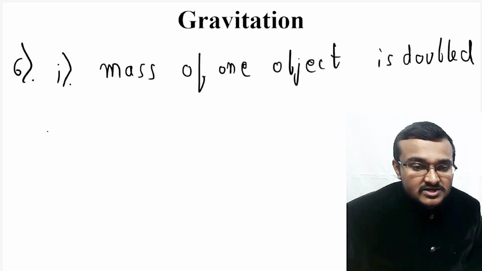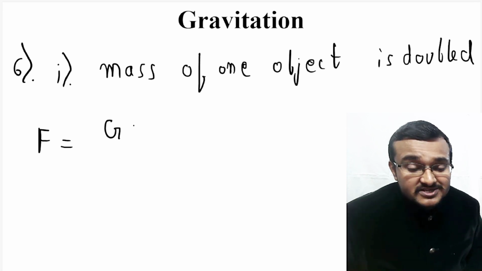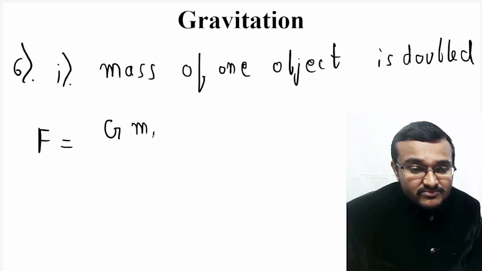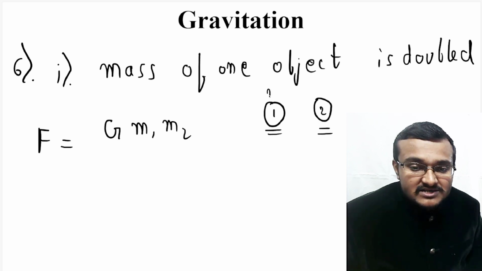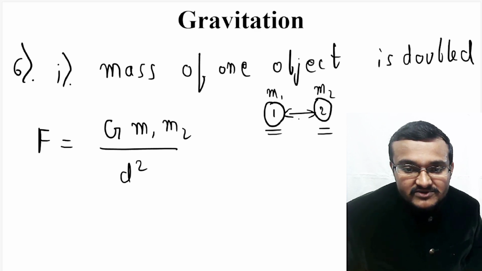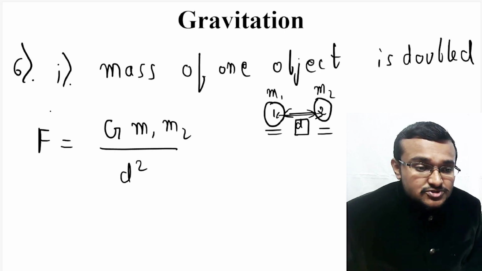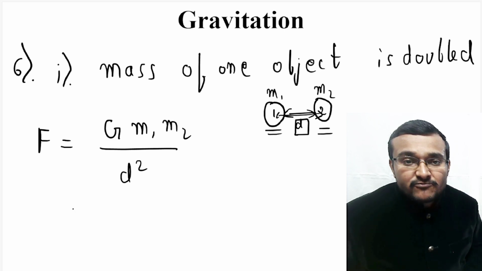So force F is equal to the universal gravitational constant G multiplied with masses m1 and m2. If these are the two objects, then m1 is the mass of the first object and m2 is the mass of the second object, divided by distance d square. Whatever distance is there between these two objects, you should consider the centers of these objects. So according to the universal law of gravitation, F is equal to G m1 m2 divided by d square.